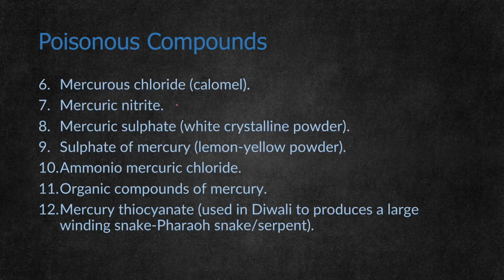Then there is mercurous chloride, which is calomel. Then mercuric nitrate, mercury sulfate, a white crystalline powder, sulfate of mercury, a lamellar powder, ammoniated mercury chloride, different organic compounds of mercury, and mercury thiocyanate, which is used in Diwali as a form of dye.